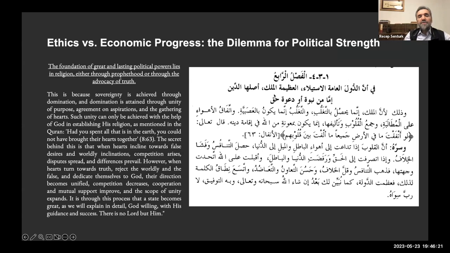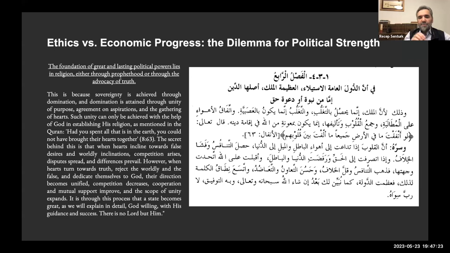Such unity can only be achieved with the help of God in establishing his religion. As mentioned in the Quran, had you spent all that's in the earth, you couldn't have brought their hearts together. The secret behind this is that when hearts incline towards false desires and worldly inclinations, competition arises, disputes spread, and differences prevail. However, when hearts turn towards truth, reject the worldly and the false, and dedicate themselves to God, their direction becomes unified, competition decreases, cooperation and mutual support improve, and the scope of unity expands. It is through this process that a state becomes great, as we will explain in detail, God willing, with his guidance and success. There is no Lord but him.